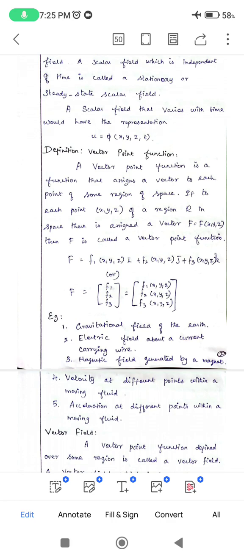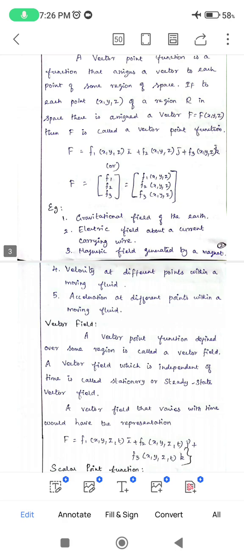A vector point function is a function that assigns a vector to each point of some region of space. If to each point x, y, z of a region in space there is assigned a vector capital F equal to F of x, y, z, then F is called a vector point function. So we denote F equal to f1 of x, y, z i vector plus f2 of x, y, z j vector plus f3 of x, y, z k vector. Or we can define another way, F equal to f1, f2, f3, that is f1 of x, y, z, f2 of x, y, z, f3 of x, y, z.